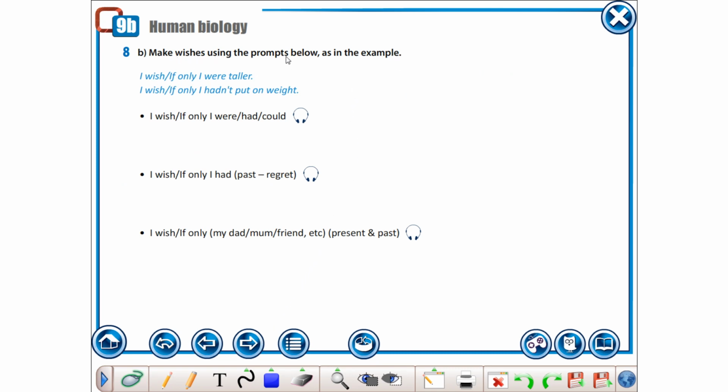Okay, and next exercise 8b. Make wishes using the prompts below as an example. Вам нужно построить предложение, используя данную структуру. I wish I could drive a car. If only I could drive a car. Если бы только я могла купить машину, да? I wish I had taken driving lessons when I was younger. If only I had taken driving lessons when I was younger.